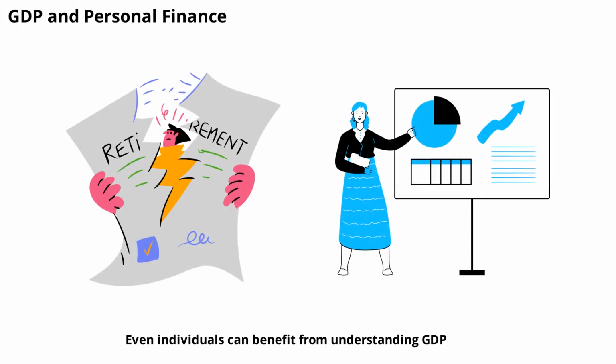Even individuals can benefit from understanding GDP. Real GDP growth often leads to more job opportunities and higher wages, while high inflation can erode purchasing power. By keeping an eye on real GDP trends, people can make better decisions about spending, saving, and investing.